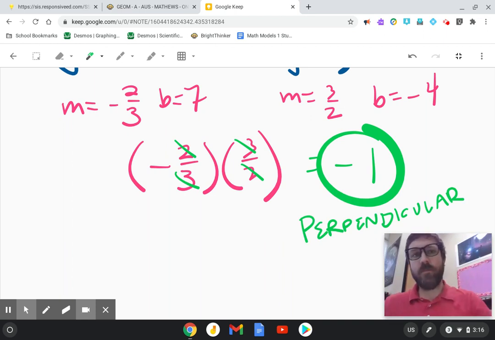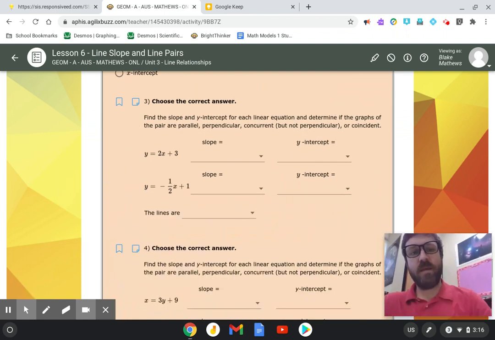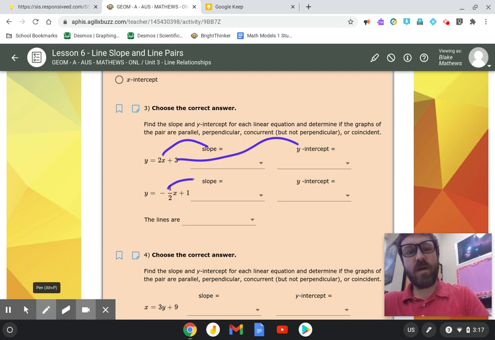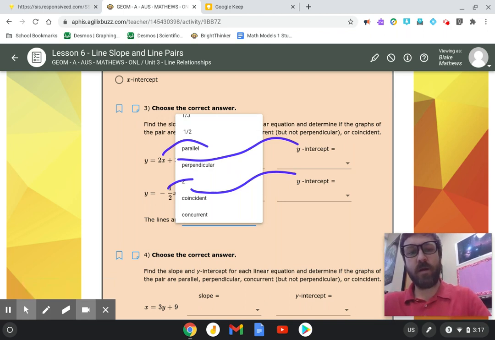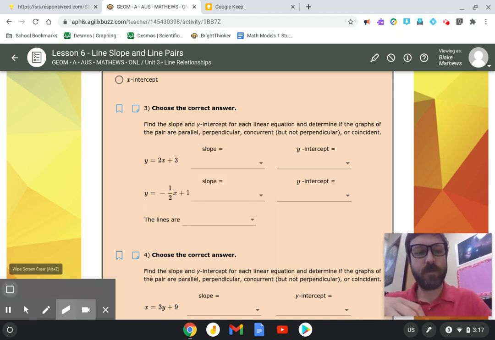And so this is what you're doing. I can show you on the lesson down at the bottom here. They give you two lines. You need to identify the slope and the y-intercept for each line. And then you need to identify which category it falls under. They're at the bottom: parallel, perpendicular, coincident, or concurrent, based on that information.